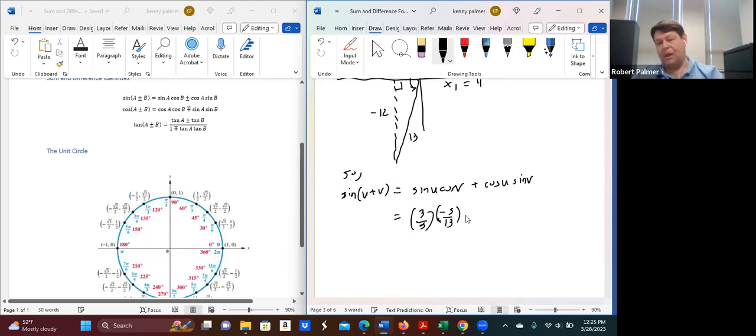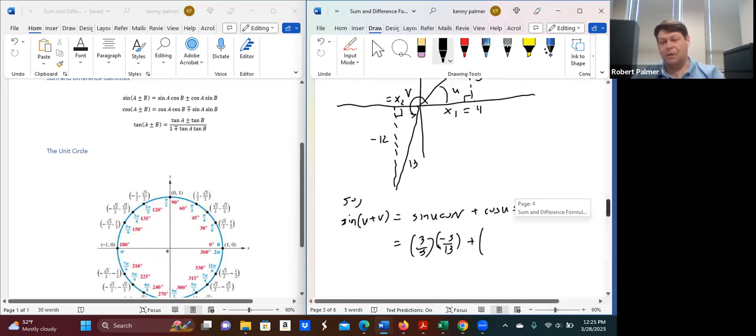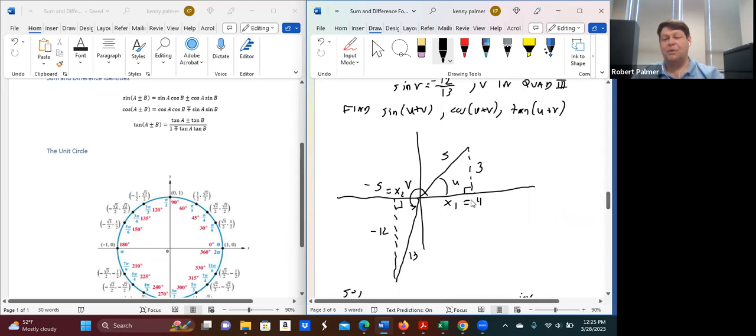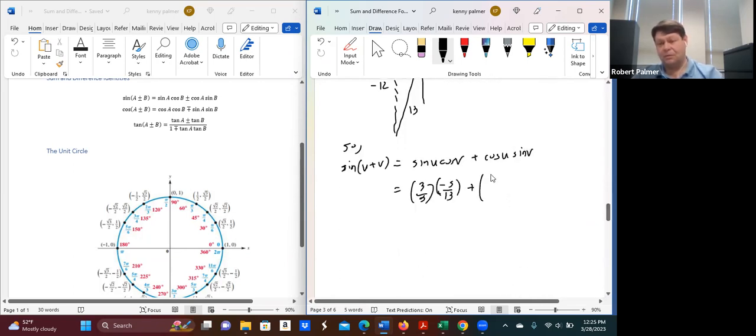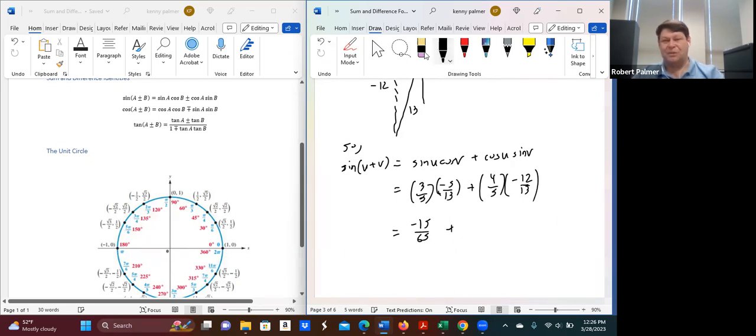And from our picture, then plus the cosine of u. Once again, cosine is x over r, so for angle u, that's 4/5. And the sine of v we're given, the sine of v was negative 12/13. Okay, now once again, multiply across, that's going to be negative 15/65 here. Then plus, or sorry, actually it will be minus, plus a minus. Since this is minus negative 48/65. And if you add those together, that's going to be negative 63/65. So this is the sine of u plus v.